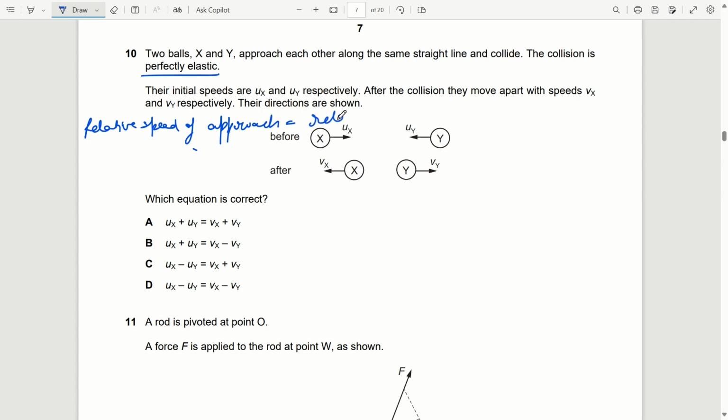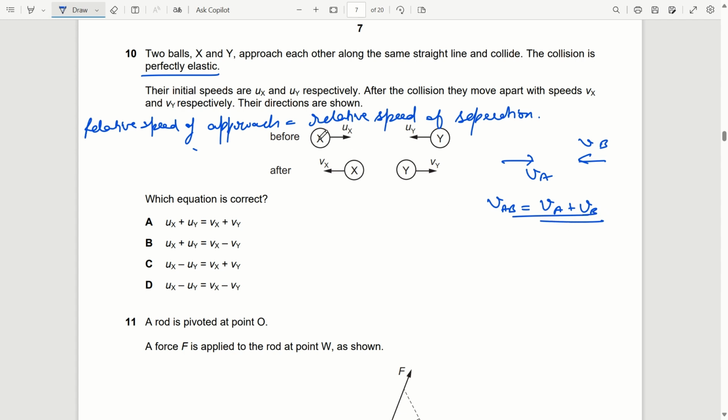is equal to relative speed of separation. Now, when two objects, like if particle A is moving in this direction with speed va and in the opposite direction with vb, then the relative speed of A with respect to B is given as va plus vb when objects are moving in opposite directions. So relative speed of approach will be ux plus uy, and even after they are moving in opposite directions, so relative speed of separation will be vx plus vy. So option A is the correct one.